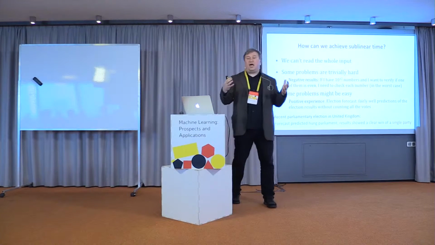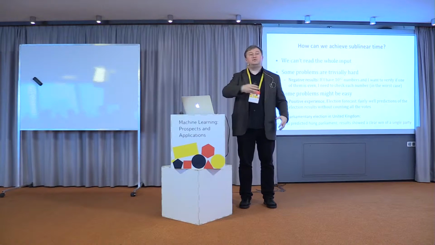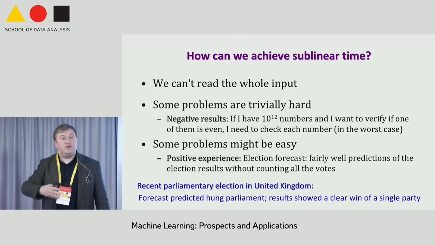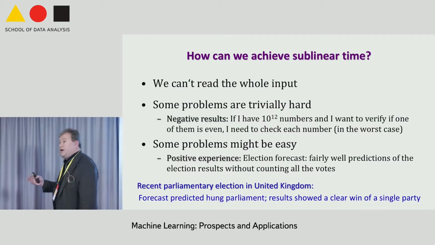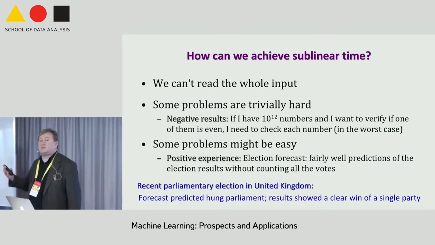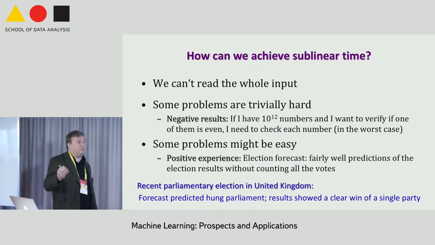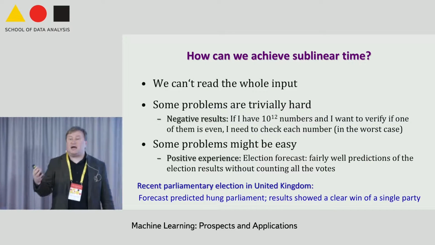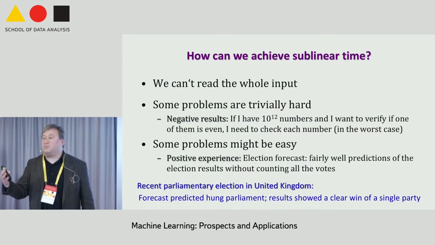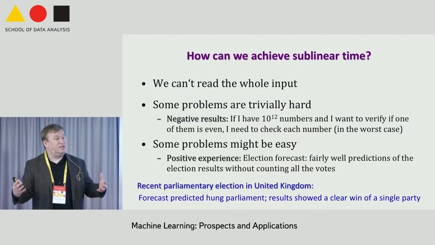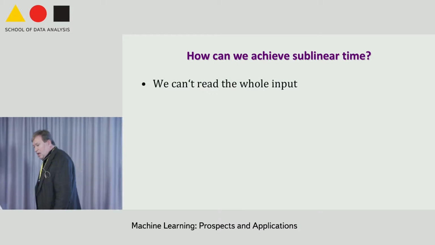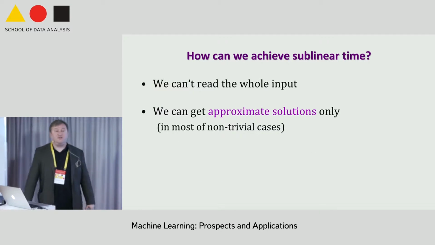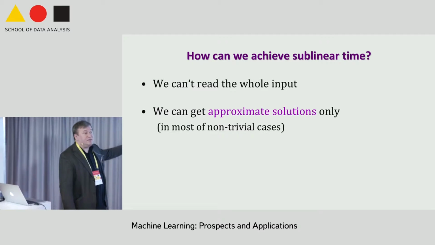So even nowadays, all the polls were saying essentially the same, that we'll have a hung parliament. And the reality was that one party got 10% more than expected, and another party got 10% less than expected. So even nowadays, we see these most natural examples that classical tools are failing. Because we cannot read the whole input, we have to make some sacrifices.